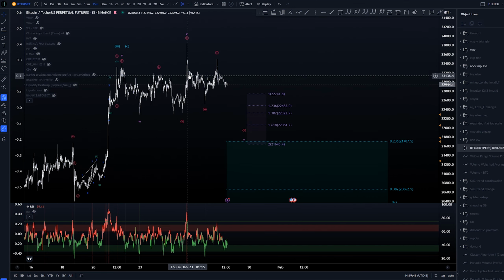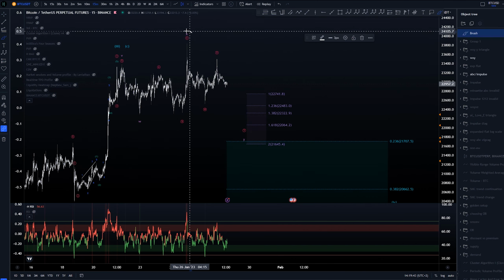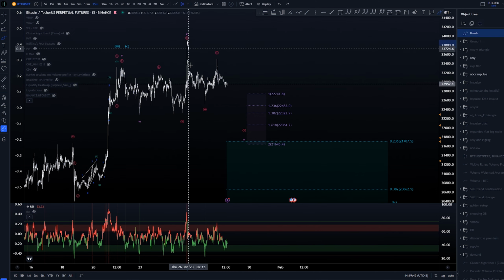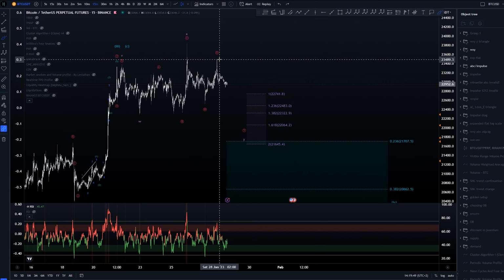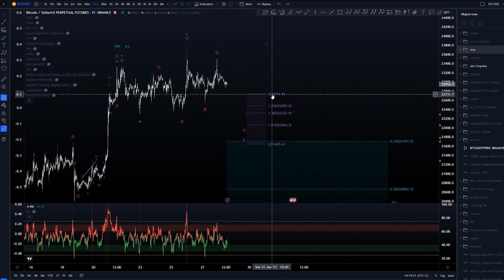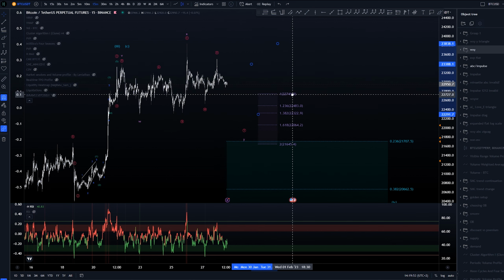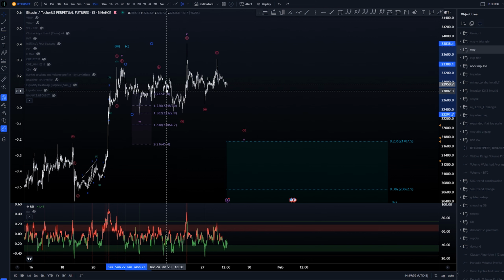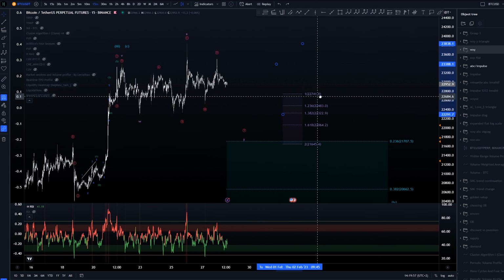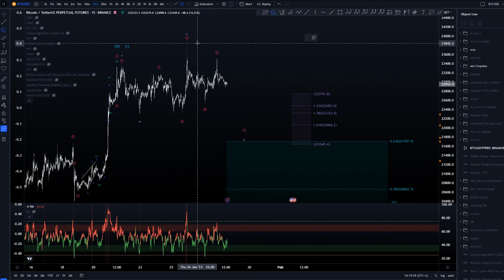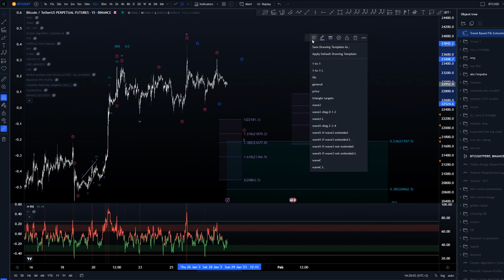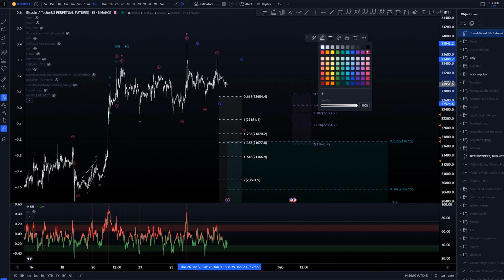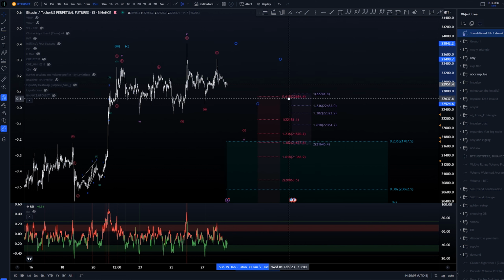But in any case, the next is an expanded structure where this would be an X wave instead, where we could have this as 3, 3, and then 3. Target wise, where I would be looking is these areas. These are the targets for the sub-minute count. So if we are looking at some targets here for the micro count, we can be seeing this.